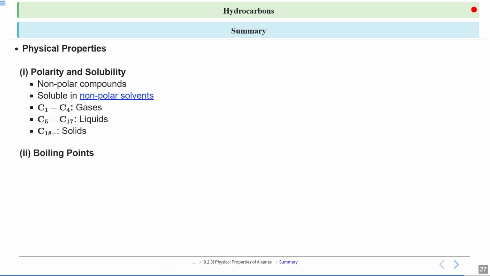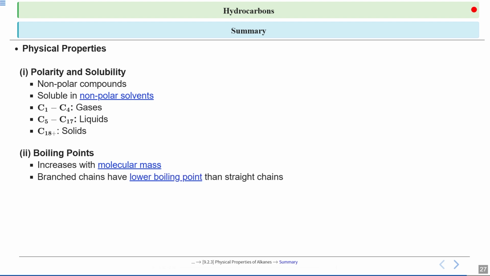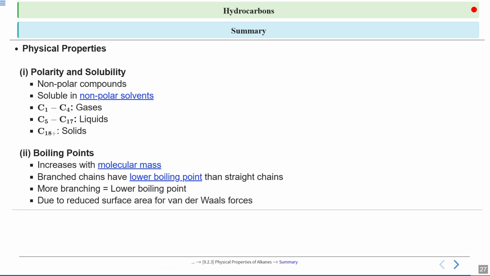Next, we talked about the boiling point. Boiling point increases with molecular mass. This is due to the increase in surface area and stronger van der Waals force in larger molecules. Interestingly, hydrocarbons with branched chains have lower boiling points than their straight-chain isomers. This is because branching reduces the surface area available for intermolecular forces. The more branching a hydrocarbon has, the lower its boiling point. This is an important concept because it affects how hydrocarbons are used in different applications. The reason for the lower boiling point in branched hydrocarbons is the reduced surface area for van der Waals forces. This means less energy is needed to separate the molecules.